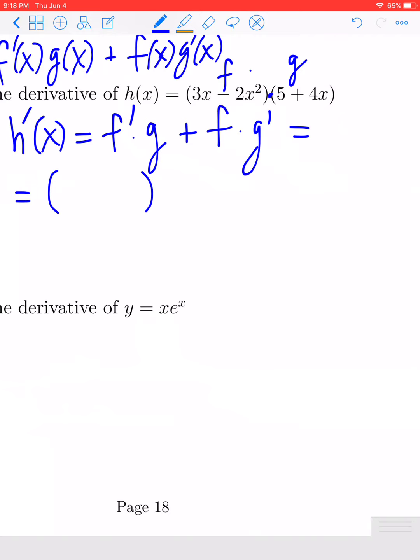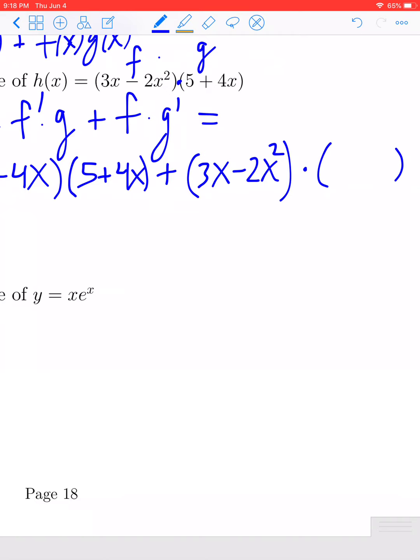The derivative of 3x minus 2x squared, we know that's going to be 3 minus 4x, so that's the derivative of f. We're simply going to multiply that by g, so I recopy g down. G is 5 plus 4x, and now plus, now I'm going to leave f alone, so leave the first function alone, and I need to multiply that by the derivative of the second function. The derivative of g, that's the derivative of 5 plus 4x, is simply going to be 4.